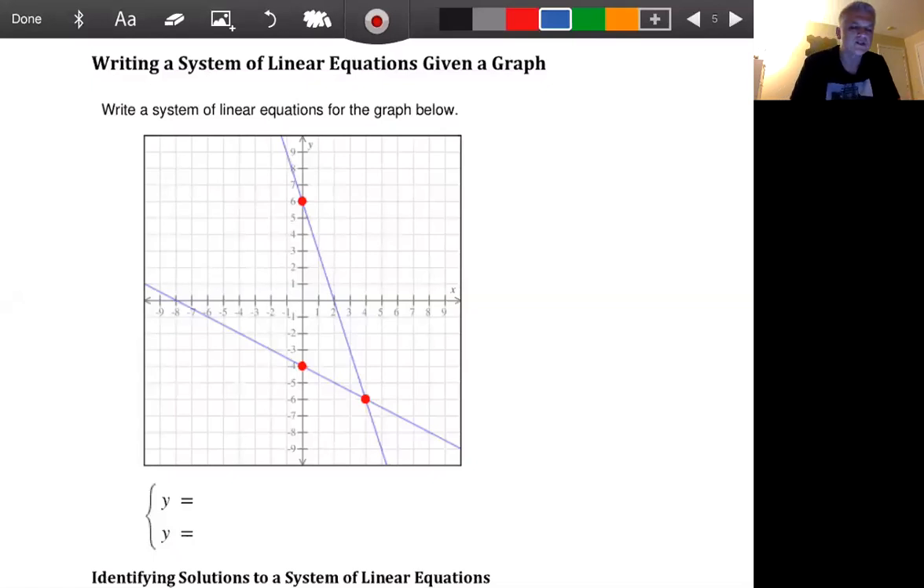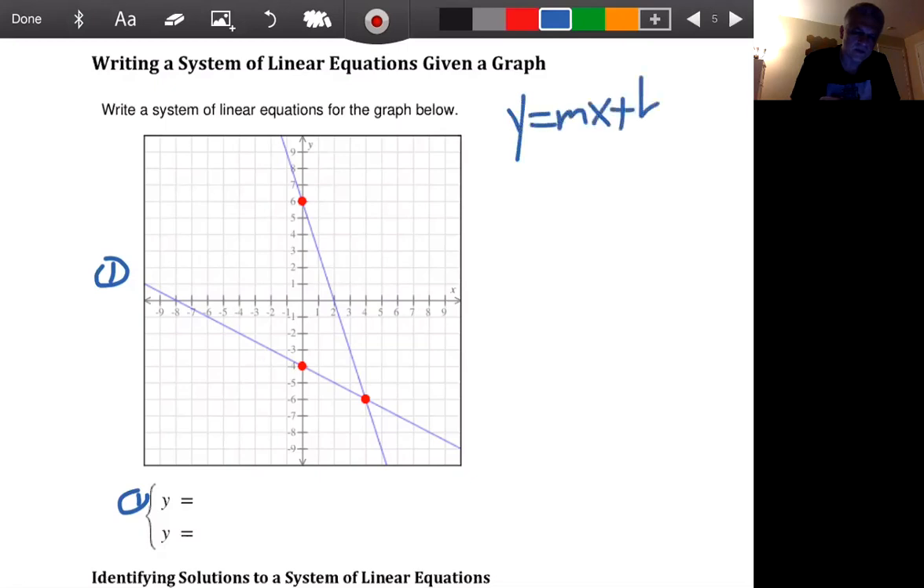Last page, writing a system of linear equations if they give you a graph, right? So you've done this before. You've done this in Algebra 1 with one line at a time. So let's go with this line right here. Okay, so we'll call this line 1. Right, we'll do it in blue. We'll put the equation right there for this one. Okay, all right. So y equals mx plus b.